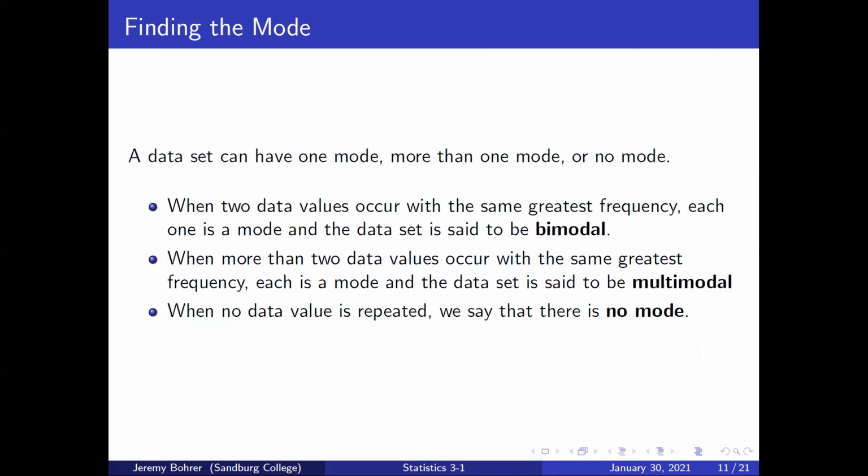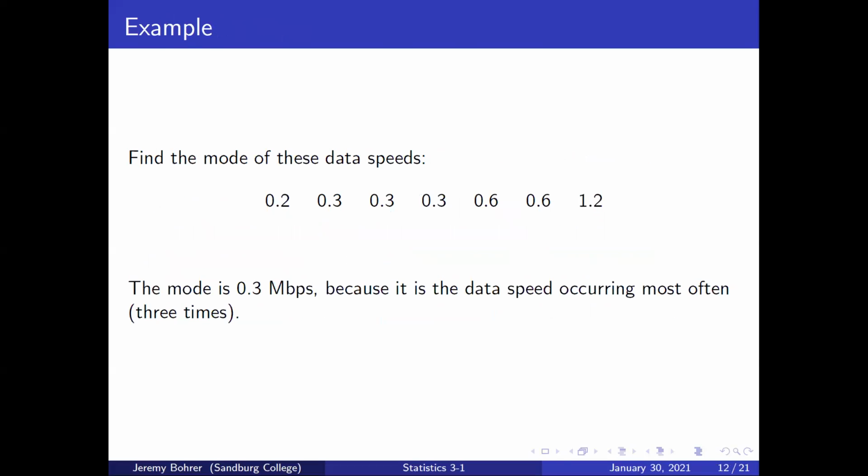A data set can have one mode, more than one mode, or no mode. When two data values occur with the same greatest frequency, each one is a mode, and the data is said to be bimodal. When more than two data values occur with the same greatest frequency, each is a mode, and the data set is said to be multimodal. When no data value is repeated, we say there is no mode.